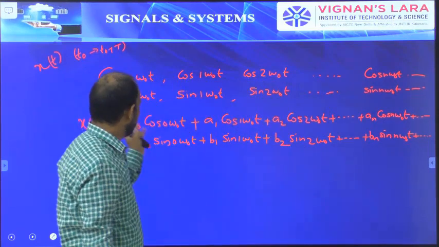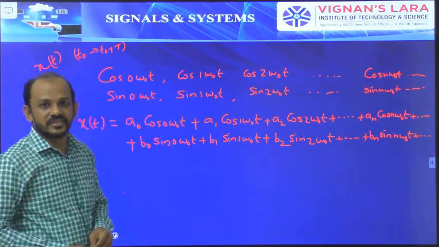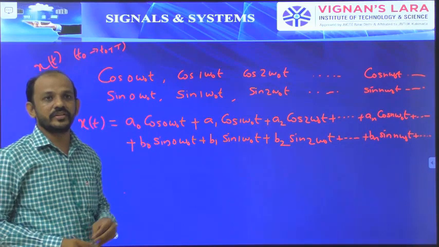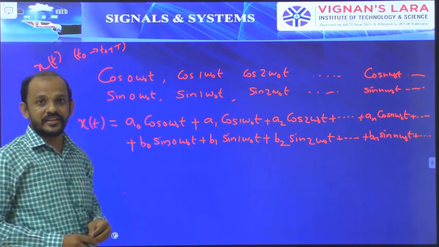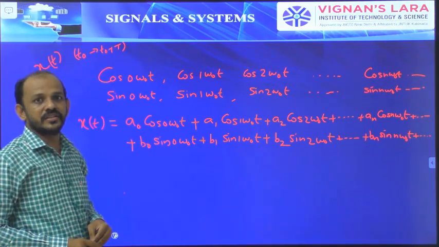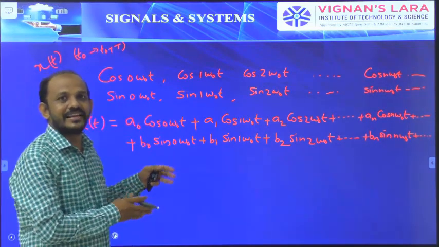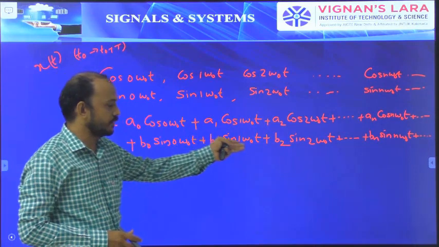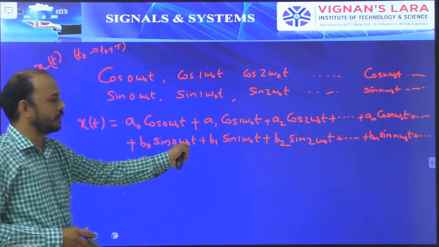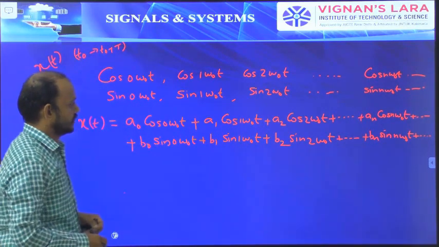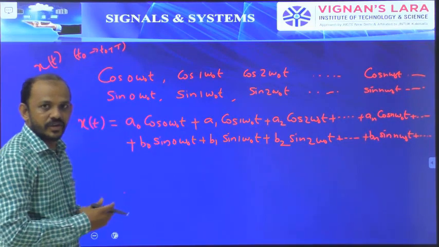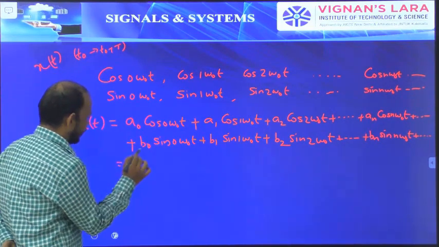Clear? So this is the representation of a signal or function x of t over the interval t0 to t0 plus T by using the complete orthogonal set. That is, by taking the linear combination of mutually orthogonal functions. So we have to simplify this. So how will you simplify this?